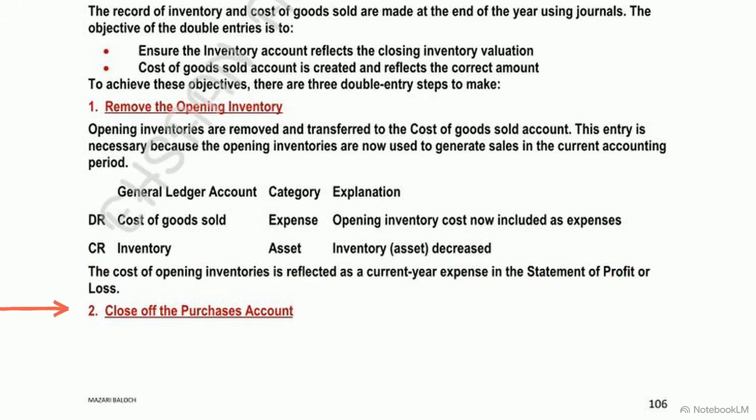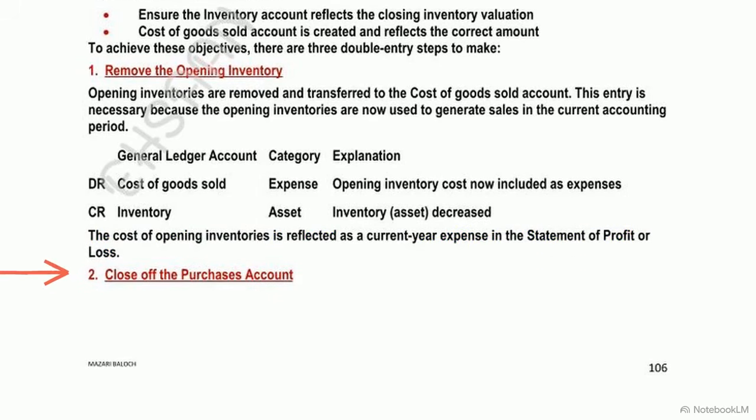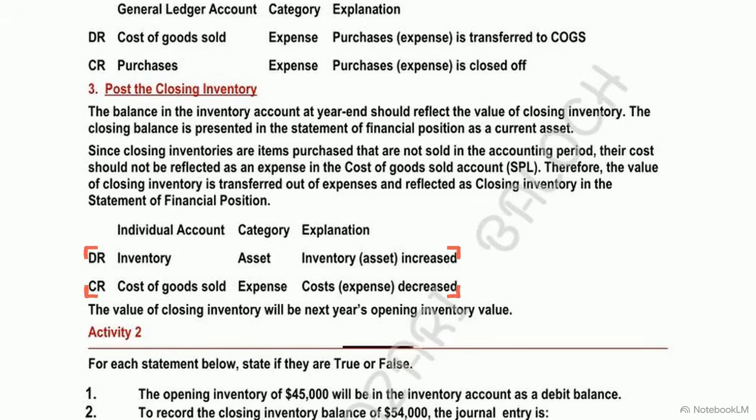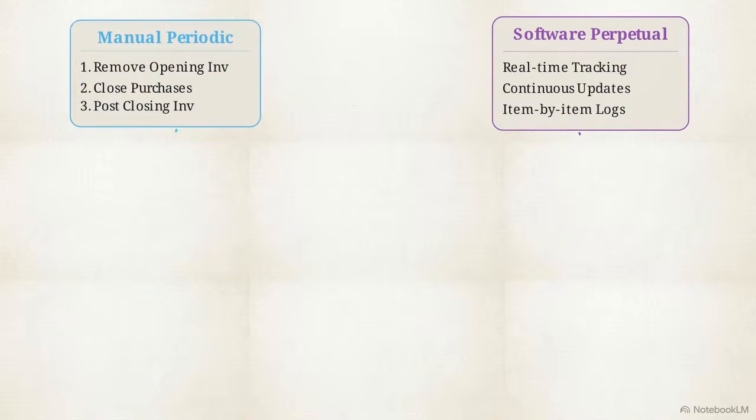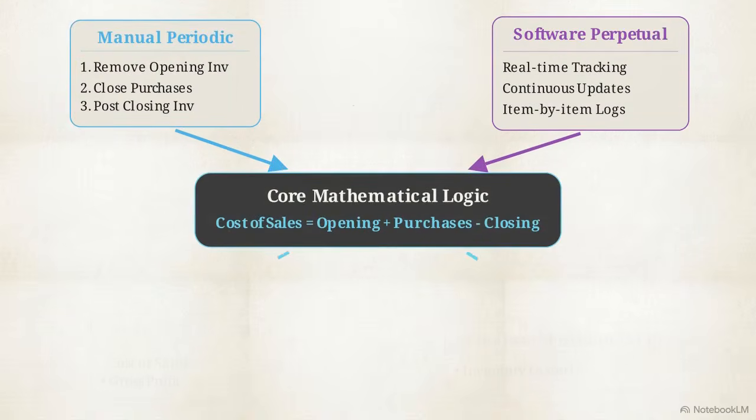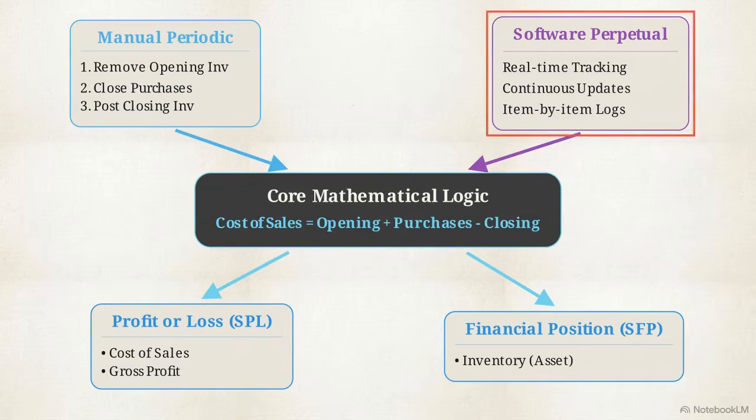The second step is to close off the purchases account. We transfer the entire accumulated total from the temporary purchases account directly into the cost of goods sold account. The final entry is to post the closing inventory. We debit inventory and credit cost of sales. This establishes the new, accurate asset value on the balance sheet for the start of the next year. After executing these 3 specific journals, the manual periodic system outputs the exact same accurate financial statements as a modern software system.